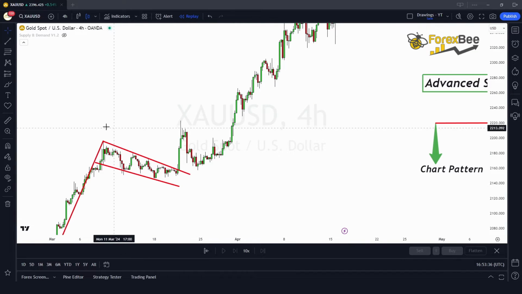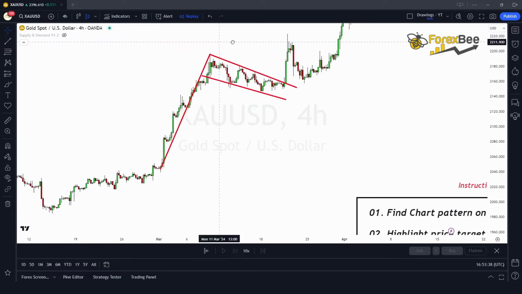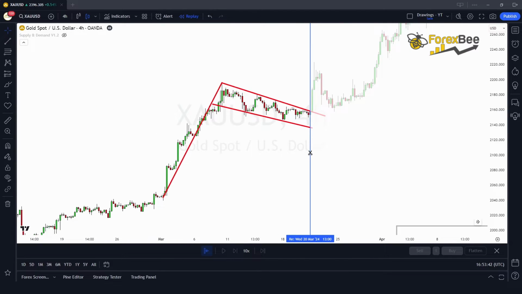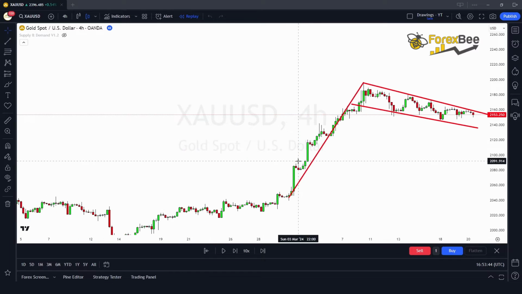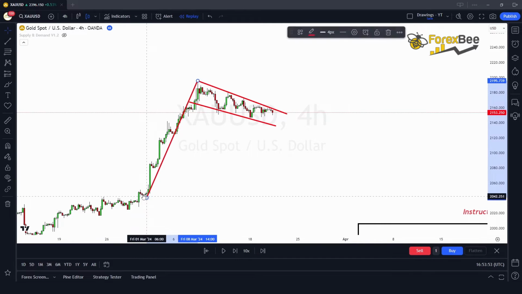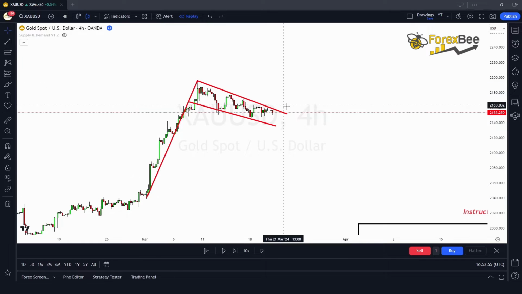So first thing we're going to do is look for a chart pattern, and here you can see that there is the formation of this bullish flag chart pattern, because the chart pattern starts here from this wave, and then here's the stick, and then here's the flag. So this chart pattern is a bullish flag chart pattern.